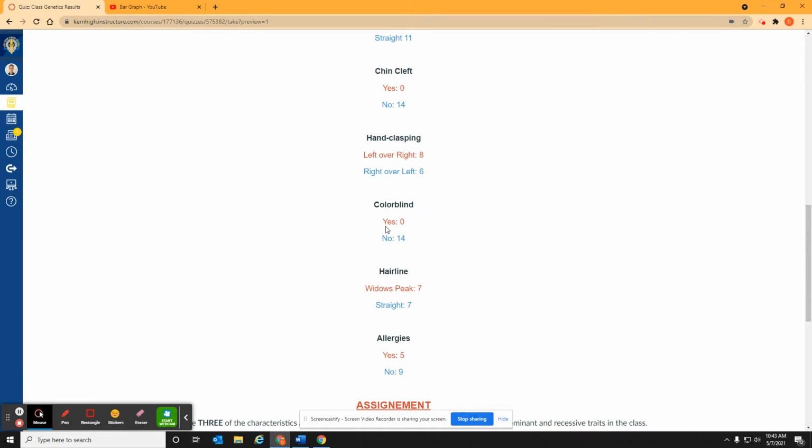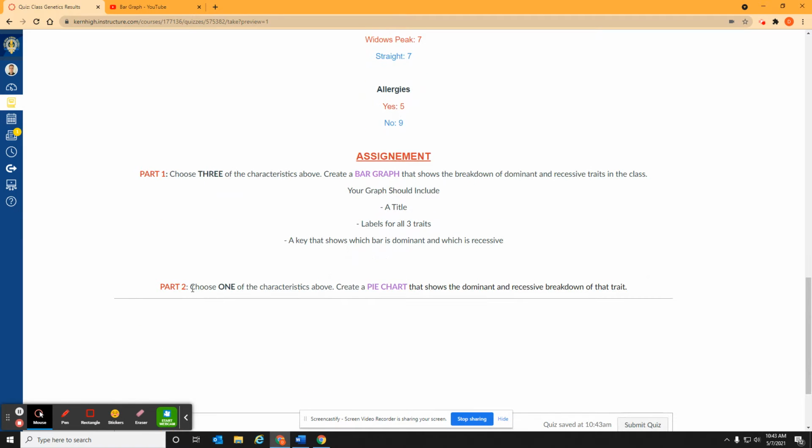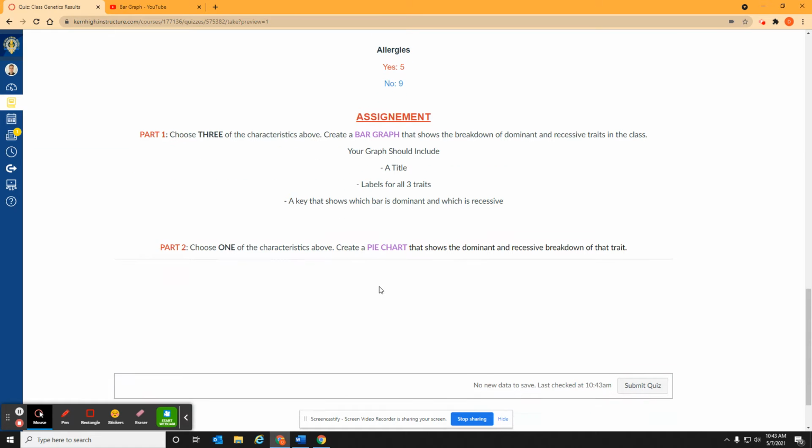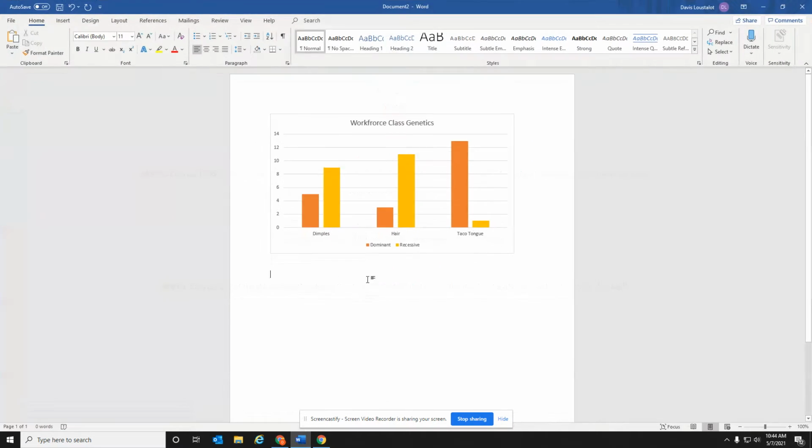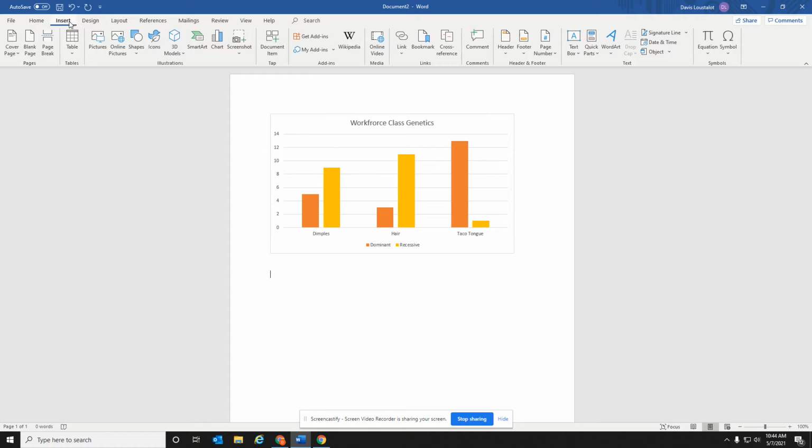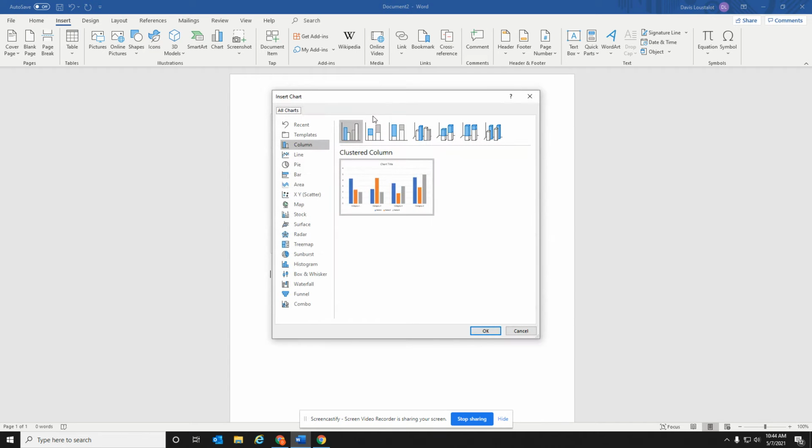So I'm going to go back here, and you'll see for the second graph, you're going to choose one of the characteristics above and create a pie chart that shows the dominant and recessive breakdown for that trait. We use pie charts as a good way to show ratios between things. So I'm going to hop back over to Word just like before. I'm going to do insert and chart just like before, but now I'm going to click on pie chart. Same thing, we want the very first one right here, the pie chart.